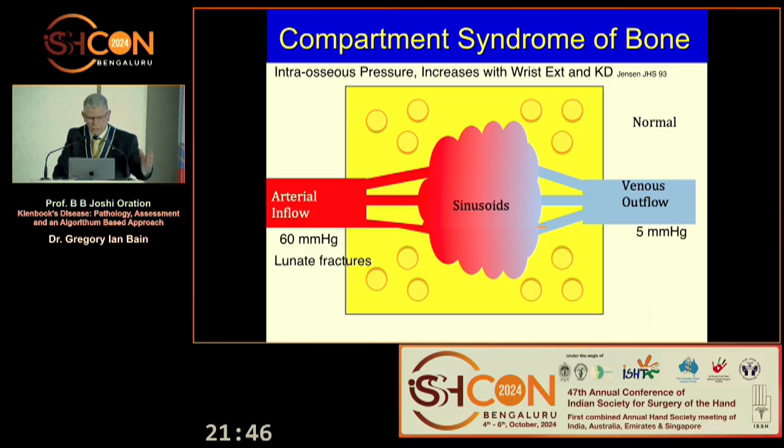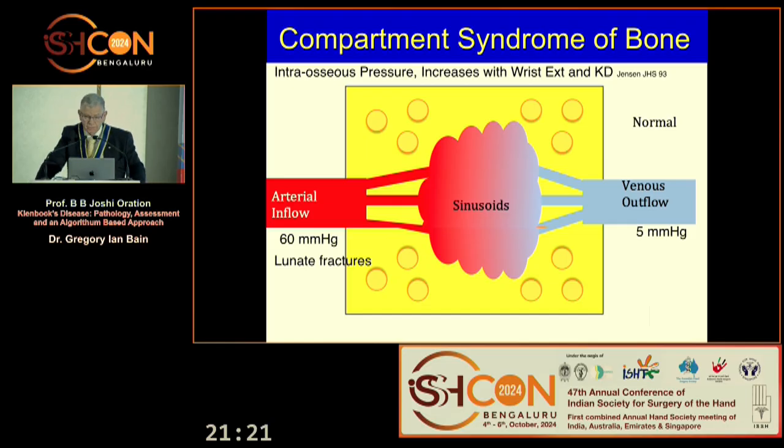If you've got the whole bone involved, or even just a localized area, the concept of compartment syndrome of the bone has been well described in the hip. And if we look here, the arterial inflow is of the order of 60 millimeters of mercury. And we know if you have a lunate fracture, it's unlikely to lead to Kienbock's disease. The venous drainage on the other side is more like 5 or 10 millimeters of mercury.